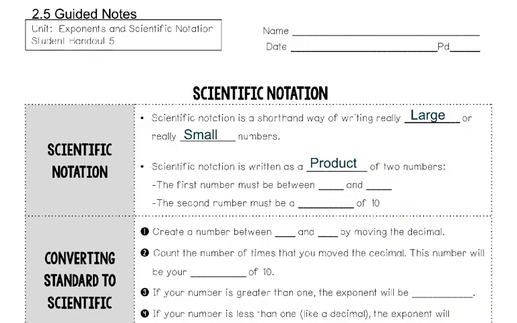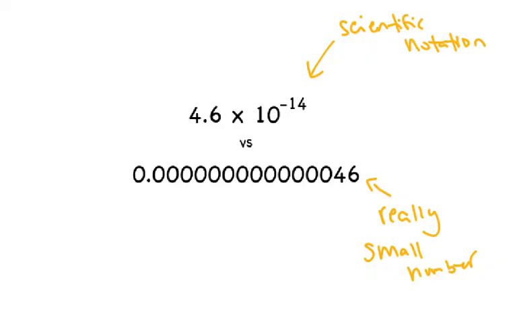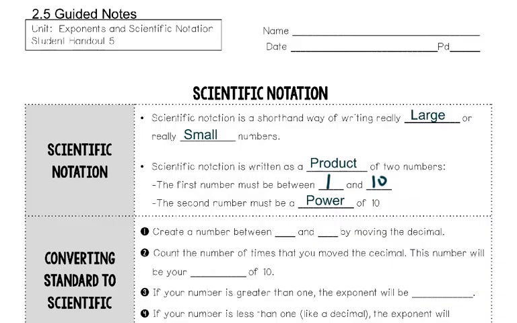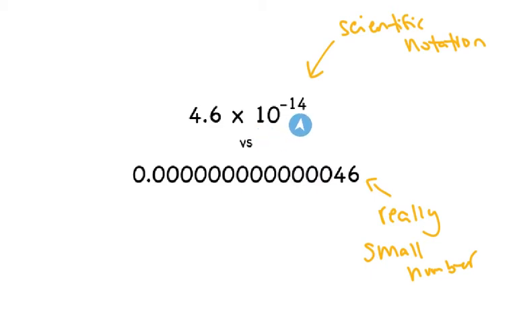The first number that we write has to be between 1 and 10. So basically a single digit number. As you can see here, this first number, 4.6, is between 1 and 10. And then the second number we write will always be a power of 10. So we're going to use base 10s to write really big or really small numbers. Here we have a 10 with an exponent, and this is just the format of scientific notation. We'll always have a number between 1 and 10 times another base 10 number.